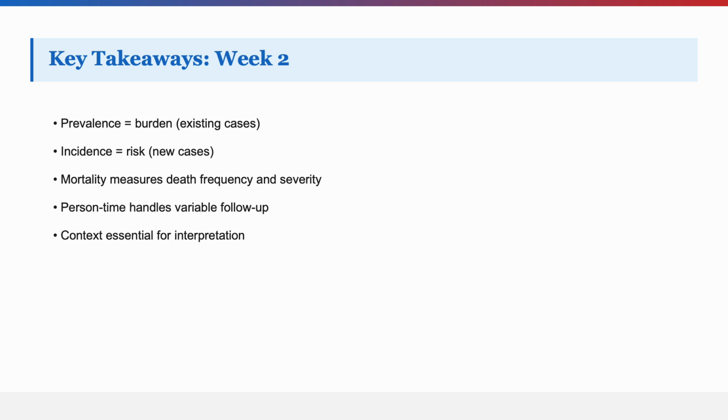Next week, we'll build on these measures to examine measures of association, how we quantify relationships between exposures and outcomes. You'll learn relative risk, odds ratios, and attributable risk. For your assignment, calculate the prevalence and incidence of a condition relevant to your workplace using available data. Be prepared to discuss your calculations and interpretations in class.